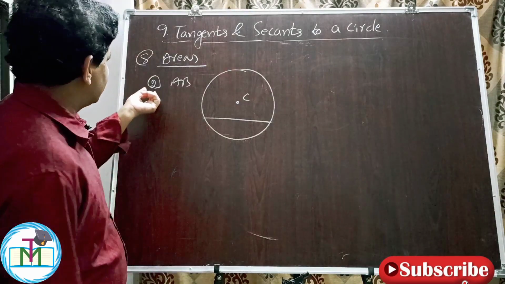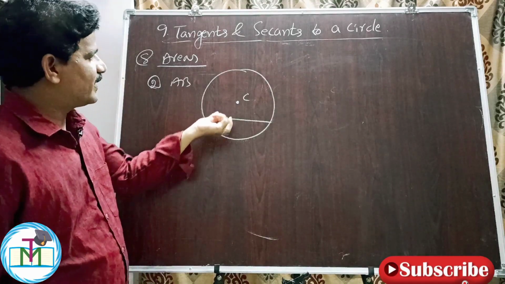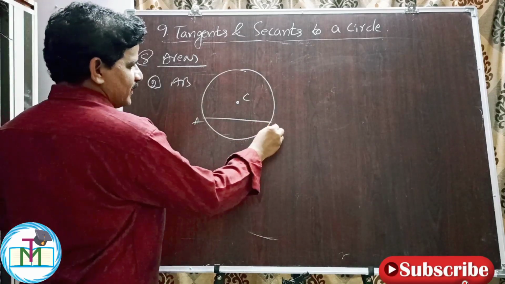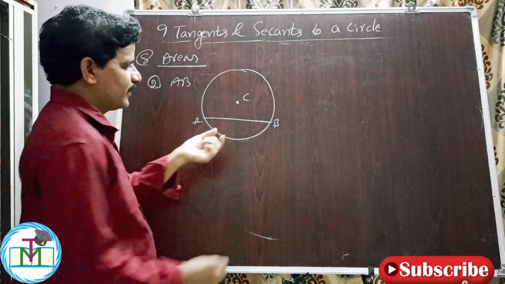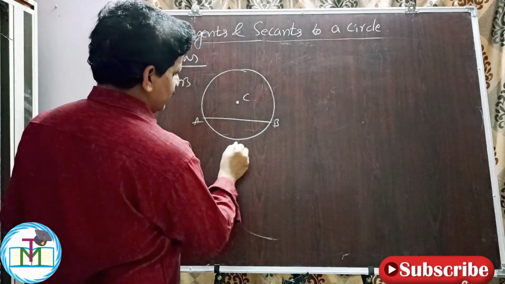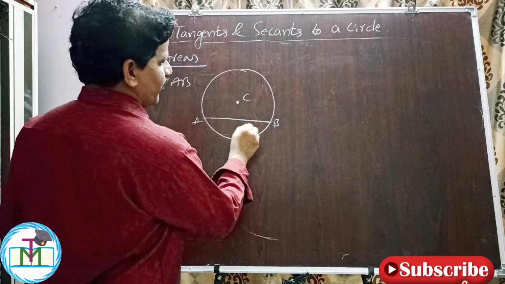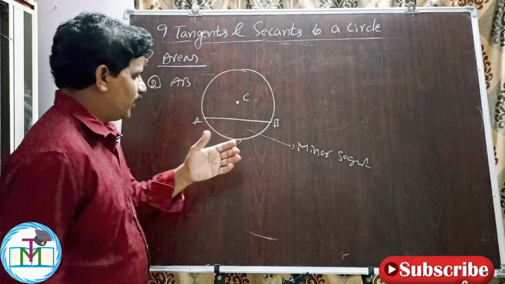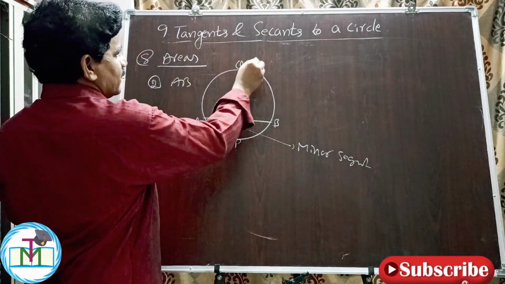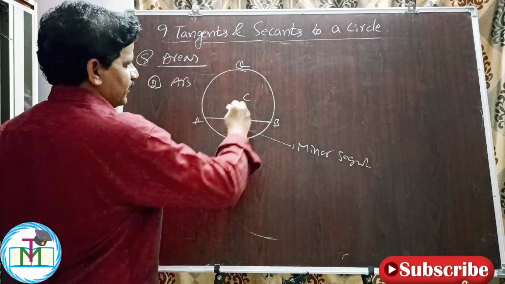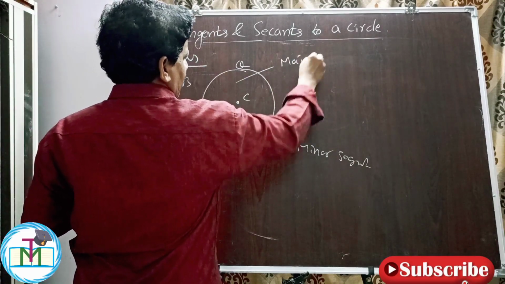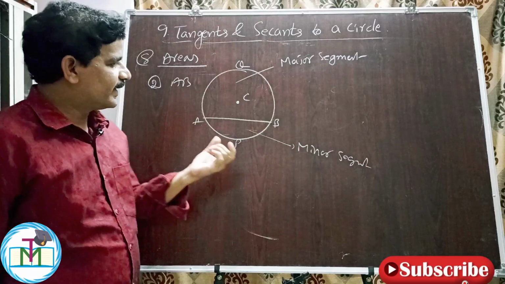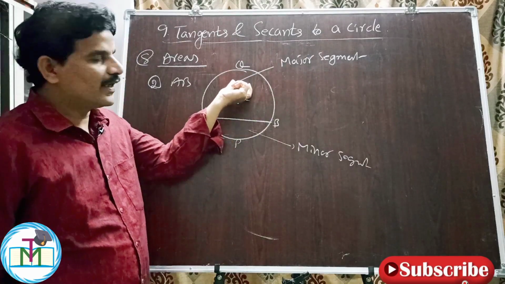Point number 8, areas. Second point, AB is a chord. Whenever a chord divides the circle into two parts, here the center is C and AB is the chord. This small area, segment ABP, is the minor segment, meaning a small area. The upper part of the circle is called the major segment or major part. Now we have to see how to find the area of the minor segment as well as the area of the major segment.